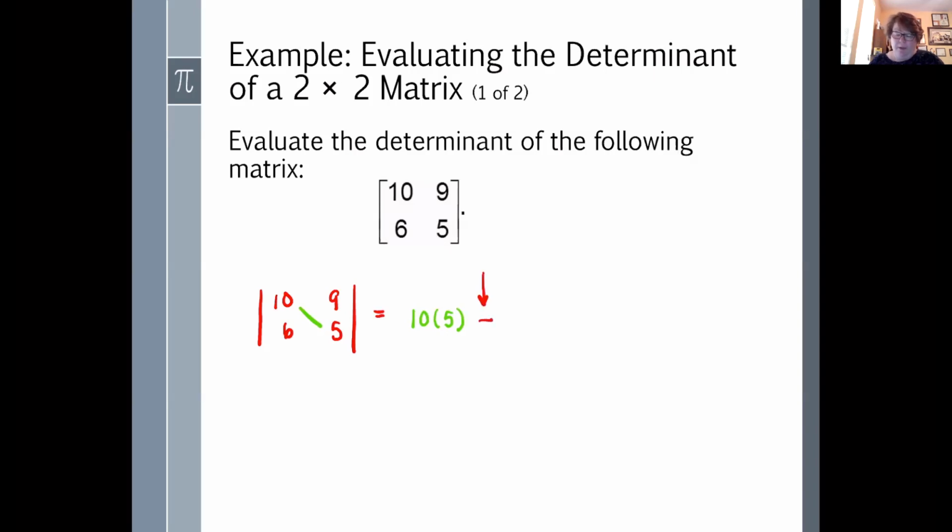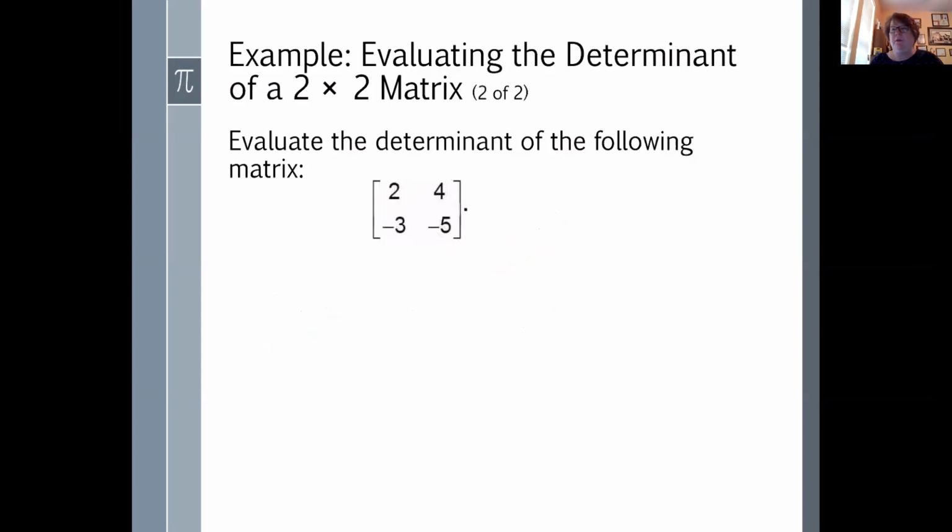Now it's very important that you remember that you're subtracting here. If you don't subtract, you're going to get the incorrect answer. You must subtract those 2 products. The main diagonal, then you're going to subtract from it the product of the other diagonal. We'll put that in blue. So that's going to be 9 times 6. So when you take the difference of those 2 products, we get 50 minus 54, which is -4. So the determinant of that matrix is -4.